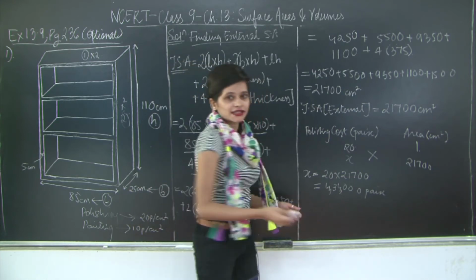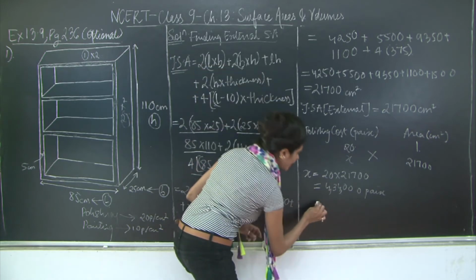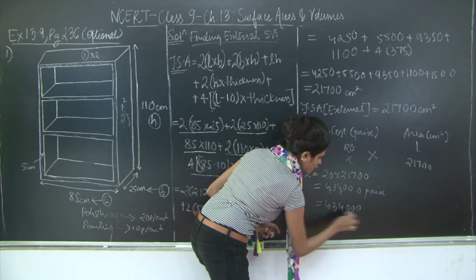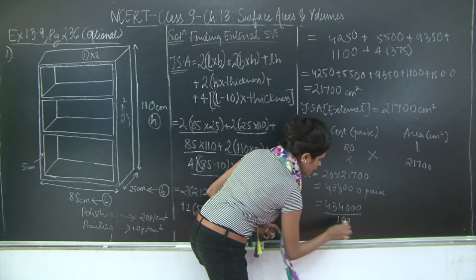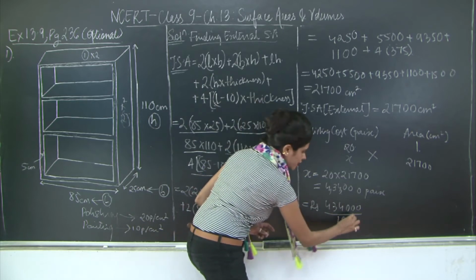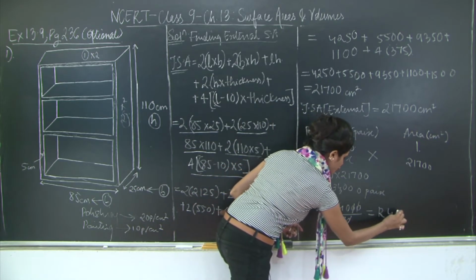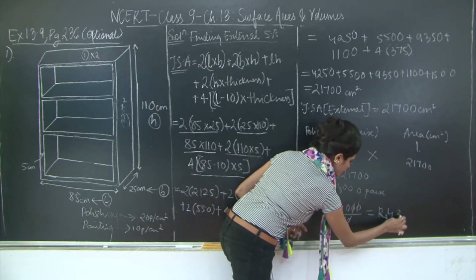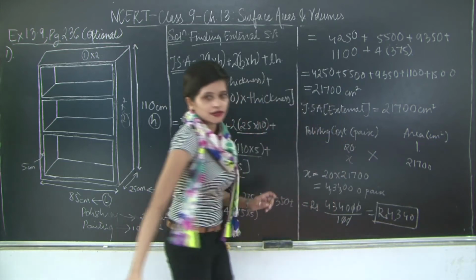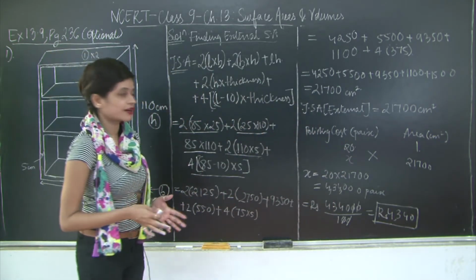Now these many paise look really absurd, so we are going to convert it to rupees. Now 1 rupee is equal to 100 paise, therefore so many paise will be divided by 100, right? This is going to be 434,000 upon 100. This will become rupees, right? So cancel, cancel, cancel, cancel. So this is going to be rupees 4340. This is nothing but the polishing cost. So polishing the external surface area is going to cost you rupees 4,340.